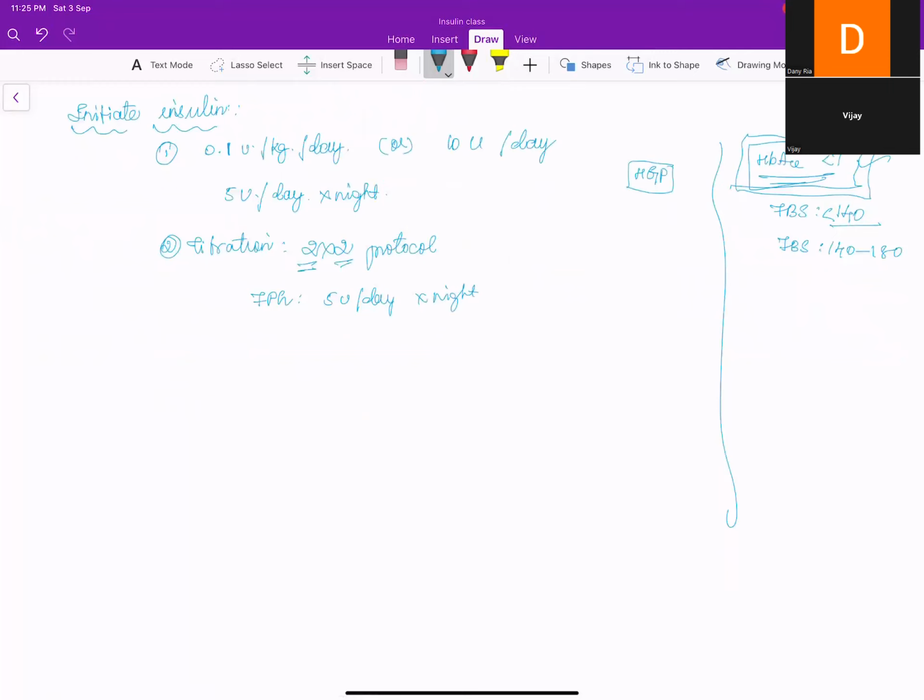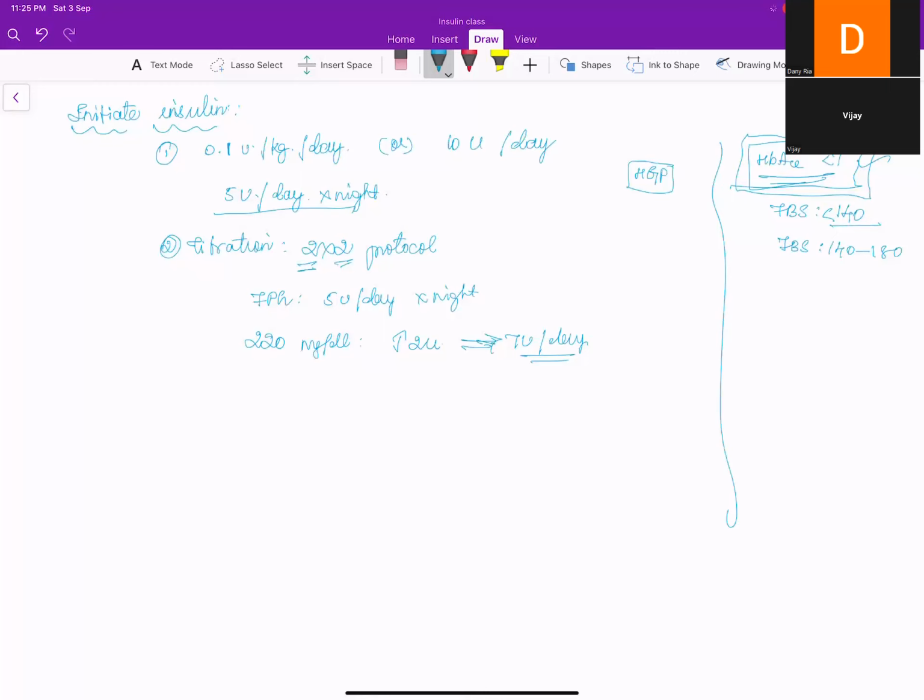Suppose it is not controlled. Suppose 180 should be the target which we are assuming, and the patient is still having 220 milligrams per deciliter fasting plasma glucose. Now what do you do? Simple, 2 by 2. On the second day, increase by 2 units. So 5 units per day, you made it 7 units per day.